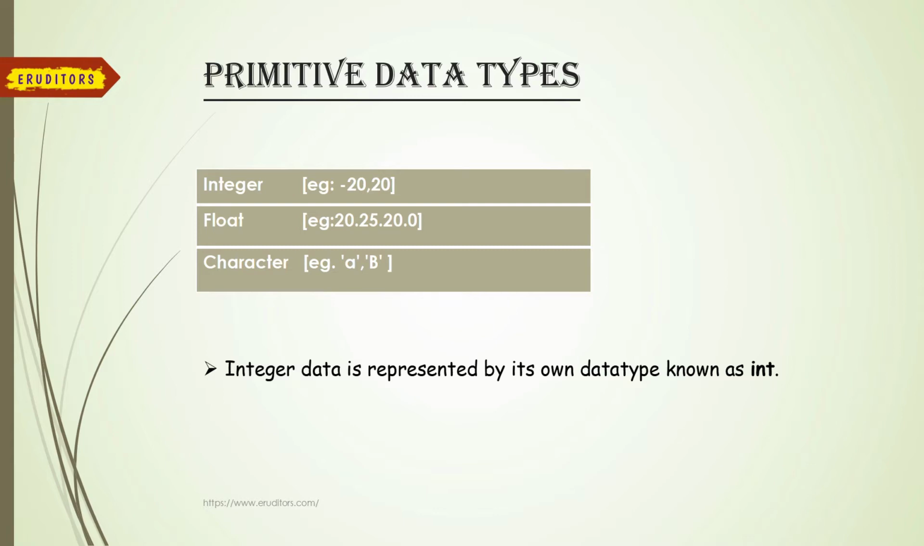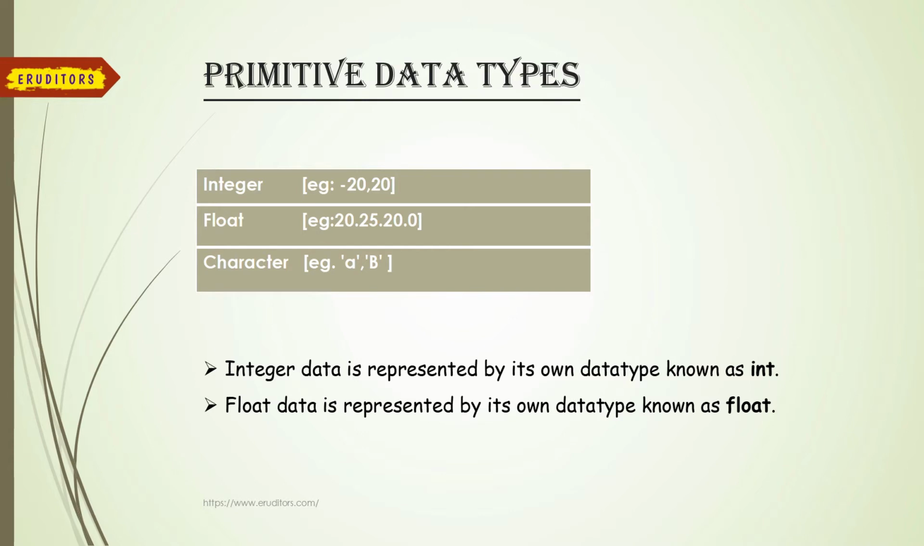It includes int, long, short, long. If you guys want to know about these integer variants in detail, don't hesitate to let us know in the comment section. Unlike integers, numbers which have a fractional component are known as floating point numbers or float, like 1.5, 2.5, 0.05, etc. Float data is represented by its own data type known as float. It requires 4 bytes of memory in almost all compilers.